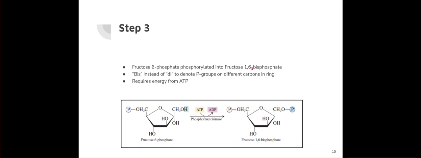So they use the term bis, which is like bicycle, 2 wheels. Bis is a prefix that means 2. They use it instead of di to denote the fact that these are in different places in the ring structure. So we've now got a diphosphate or a bisphosphate going on here. Oh, I put that in the note. Okay. And that's going to require energy to do that. And again, you're going to have an enzyme that is causing this reaction to occur. This is called a phosphofructokinase.